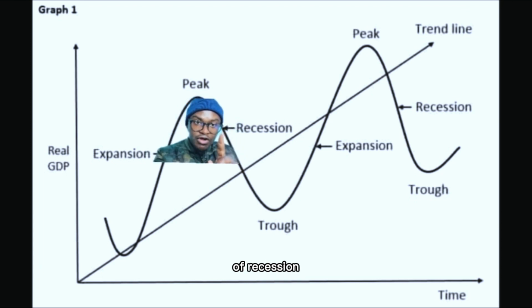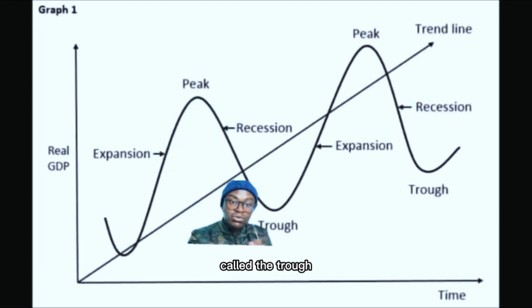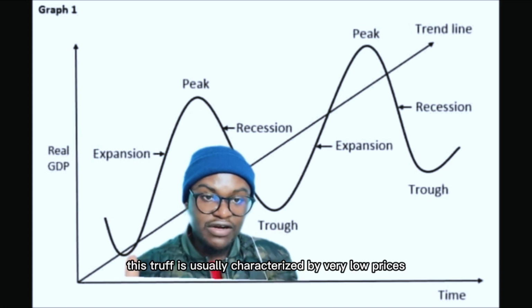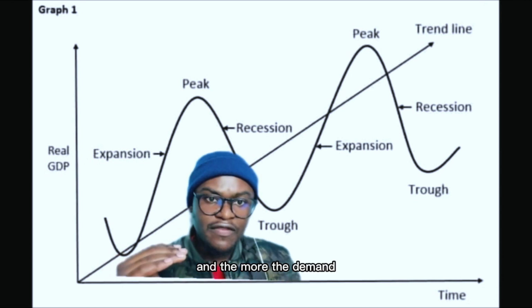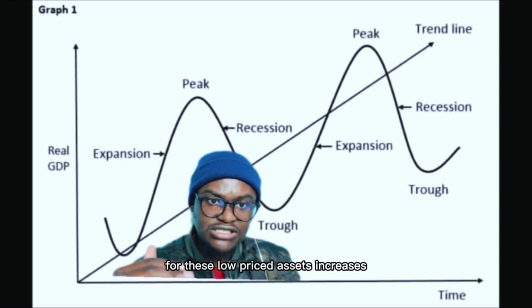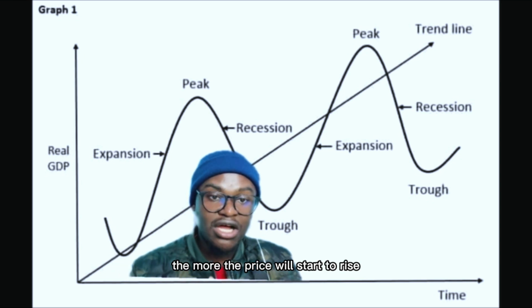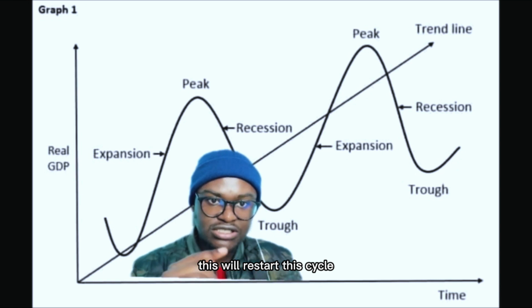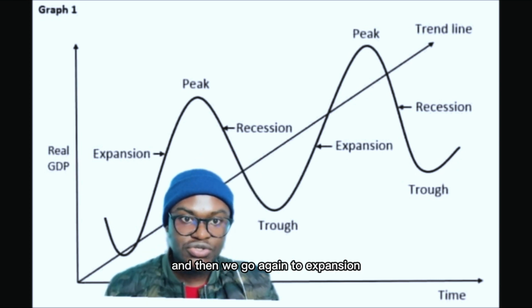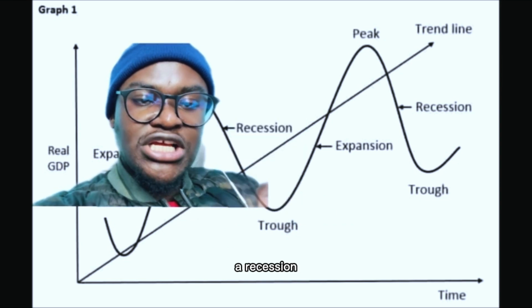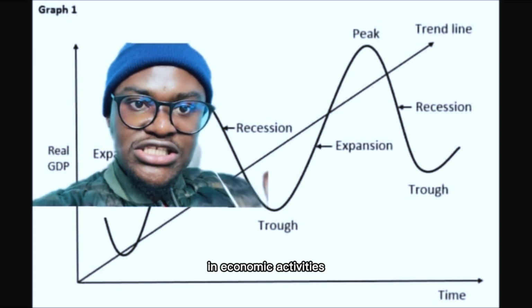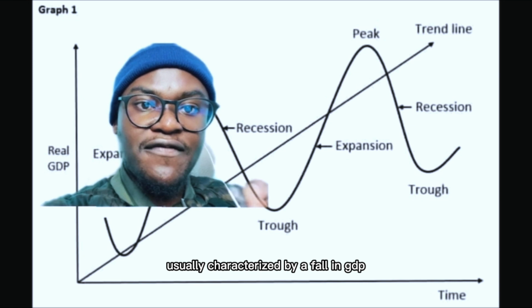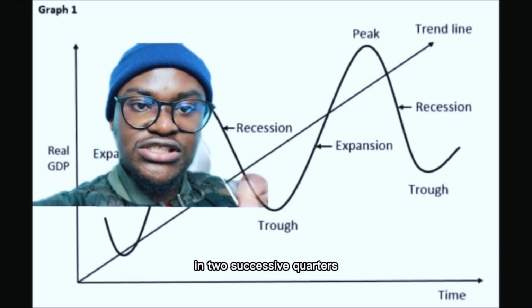So as we continue down this rabbit hole of recession here, we reach a point called the trough. This trough is usually characterized by very low prices, which of course incentivizes investors to start investing again. And the more the demand for these low priced assets increases, the more the price will start to rise. This will restart this cycle, and then we go again to expansion. So to sum it up, a recession is a period of economic decline or massive contraction in economic activities, usually characterized by a fall in GDP in 2 successive quarters.